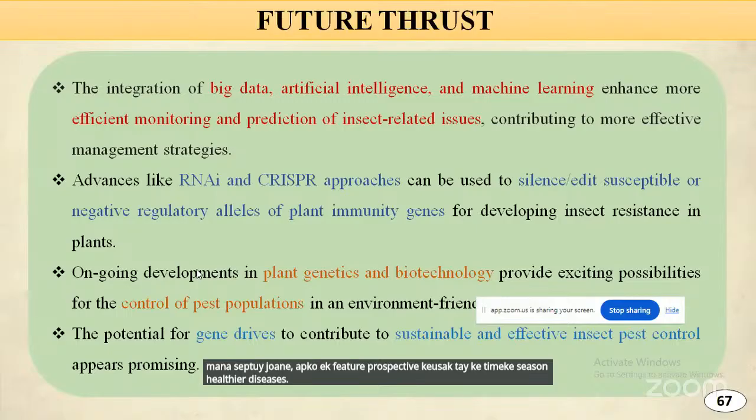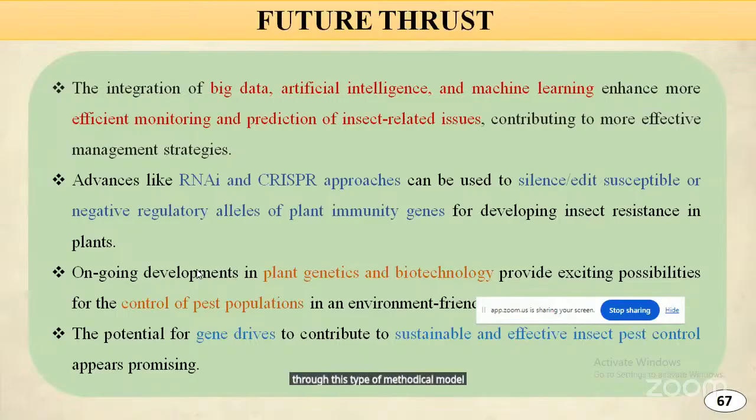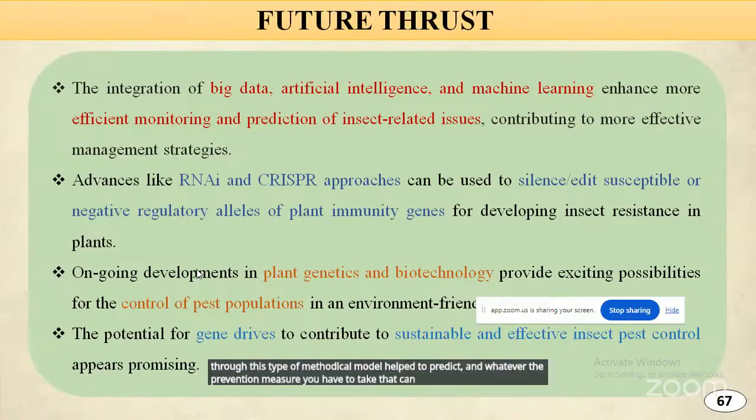So this type of mathematical model helps to predict, and whatever prevention measures you have to take can be contributed at mass level to the farmer using IT technology, whether it is SMS or whatever different technology is adopted by different departments.